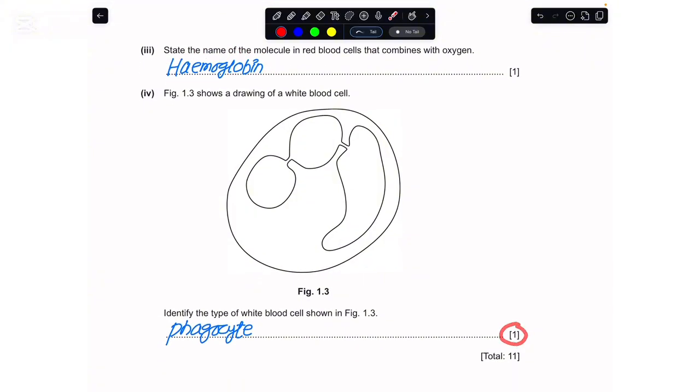And for the last question for 1 mark, they say that figure 1.3 shows the drawing of the white blood cells, and we are required to identify the type of the white blood cell. Among the white blood cells, we have the phagocytes and we have the lymphocytes. But if we just look at the appearance of the nucleus that is given for this cell, you see this is a multiple lobed nucleus, as there are a lot of lobes of this nucleus. So this is a neutrophil. And the neutrophils are a type of the white blood cell that we refer to as the phagocytes because they eat up the pathogens.